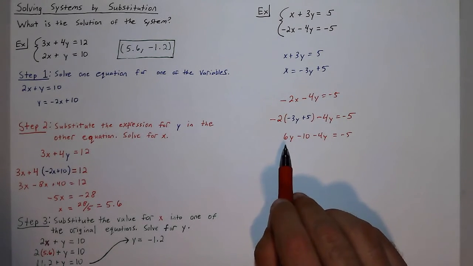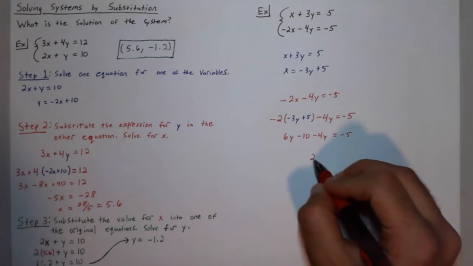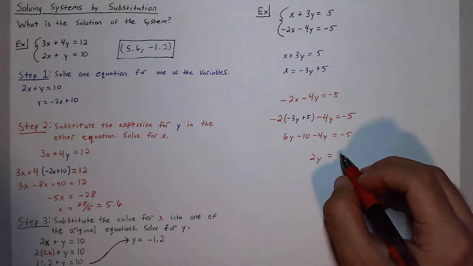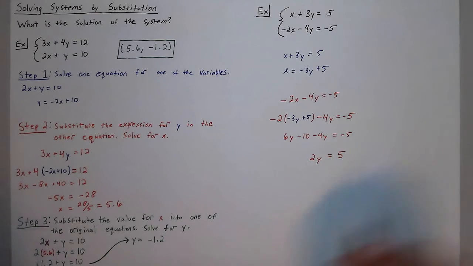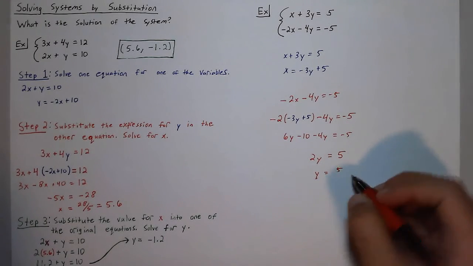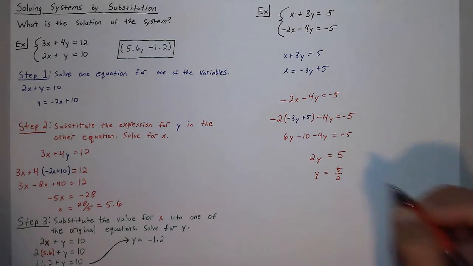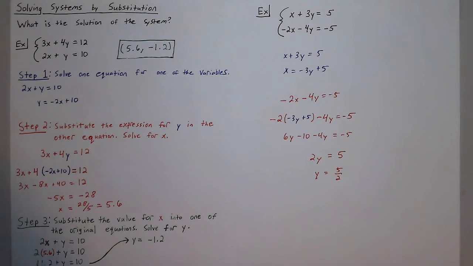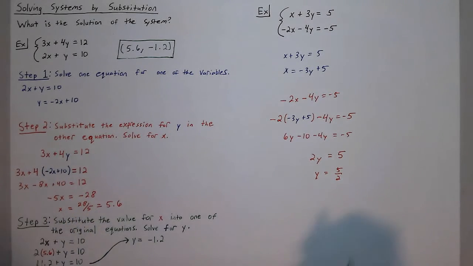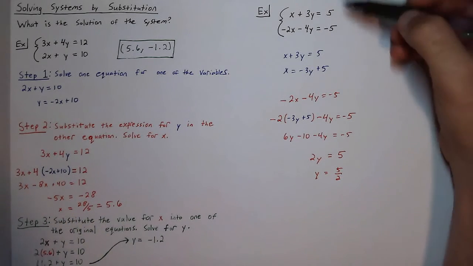I have 6y minus 4y, which is 2y. I can add 10 to both sides, and that gives me 5, which means that y should equal 5 halves. I will now take that value and plug it into either of the original equations.